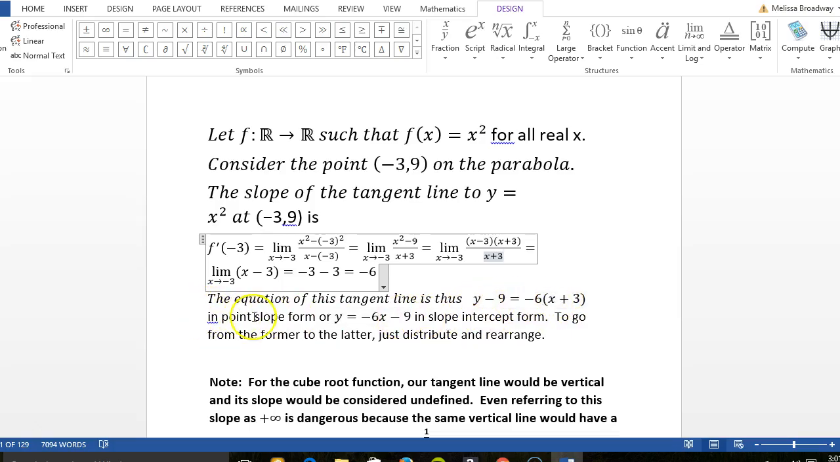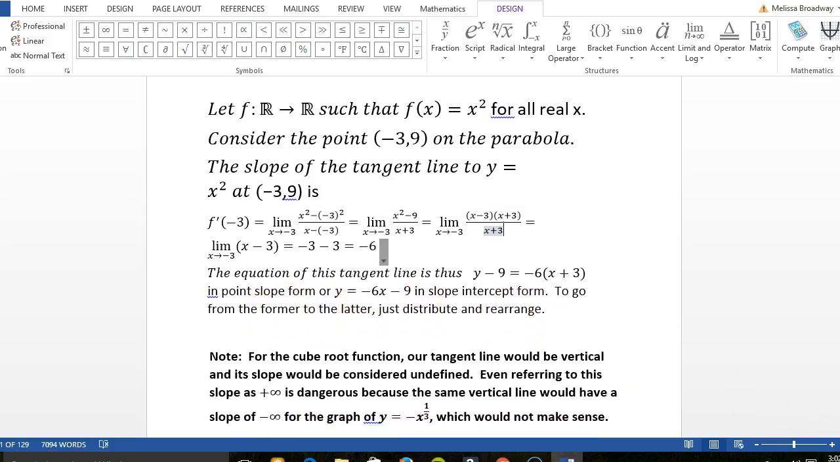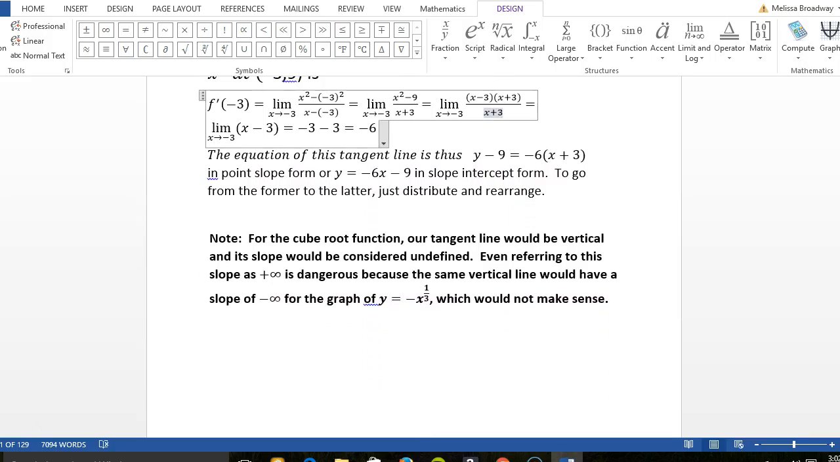Now, if you want to go to slope intercept, you'll distribute the negative 6, rearrange, and you'll wind up getting y equals negative 6x minus 9, and that's the so-called slope intercept form of algebra. So these are equivalent, and they're just the equations in different forms for your tangent line. To go from the former to the latter, again, just distribute and rearrange, and all that good stuff.